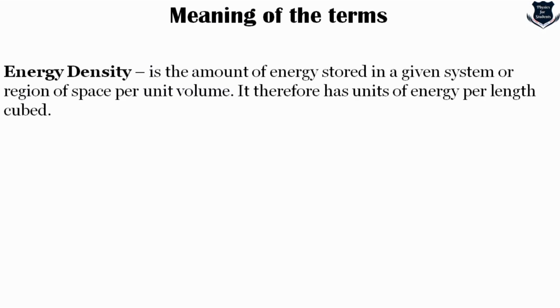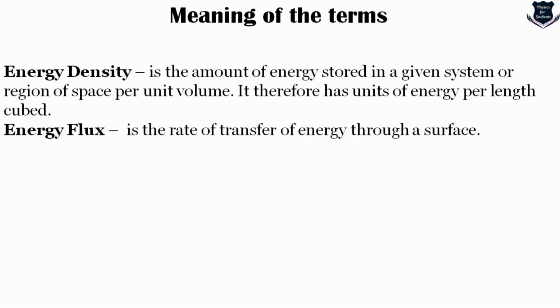Okay, so let us understand what is the meaning of those terms. First, what is an energy density? It is the amount of energy stored in a given system, so it is energy per length cubed. We have energy flux. It is the rate of transfer of energy through a surface. You can imagine something like that. We have read about flux in Maxwell's equations or other areas of classical mechanics, so you can understand what an energy flux is.